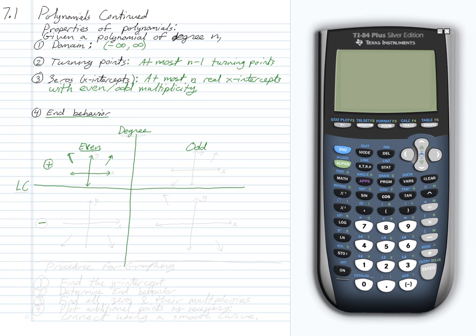Now, if I have an even degree polynomial with a negative coefficient, just like negative x squared, this function will ultimately open downward, so we'll point down on both sides.